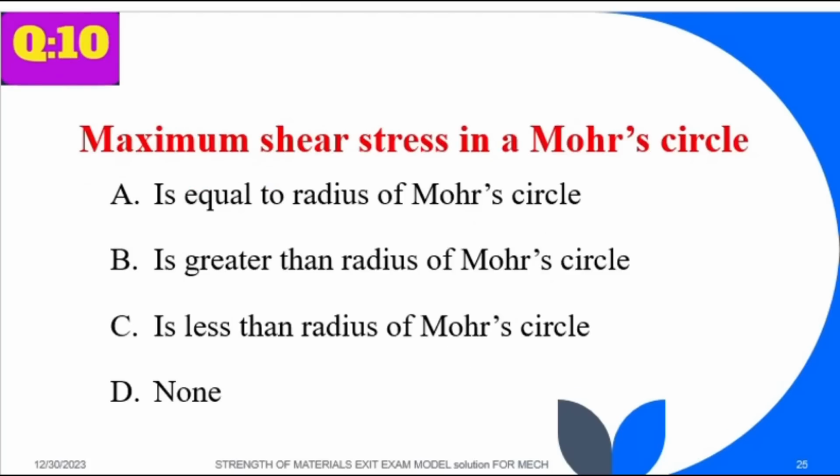Okay, let's go to the next question. Question number 10. Maximum shear stress in the Mohr circle is: A, it's equal to the radius of Mohr's circle. B, it's greater than the radius of Mohr's circle. C, it's less than the radius of Mohr's circle. And D, none of the above.